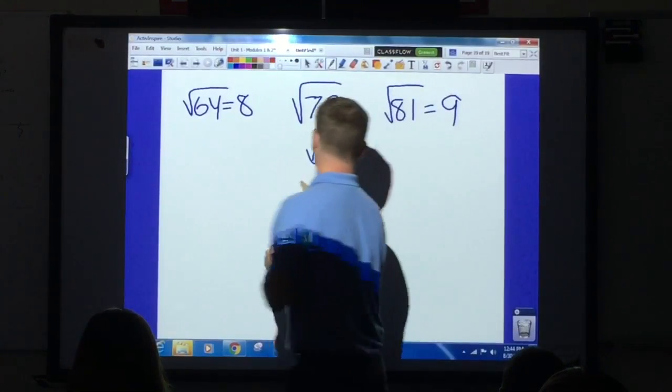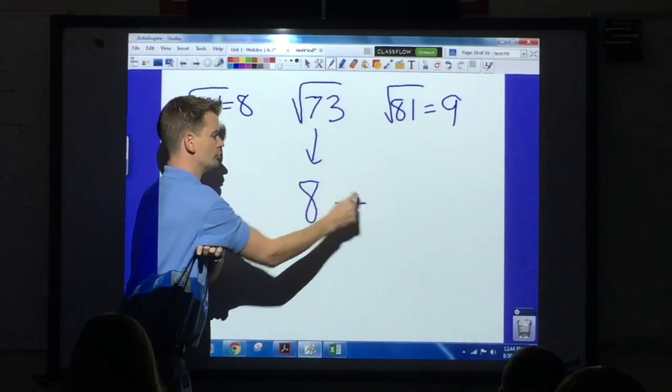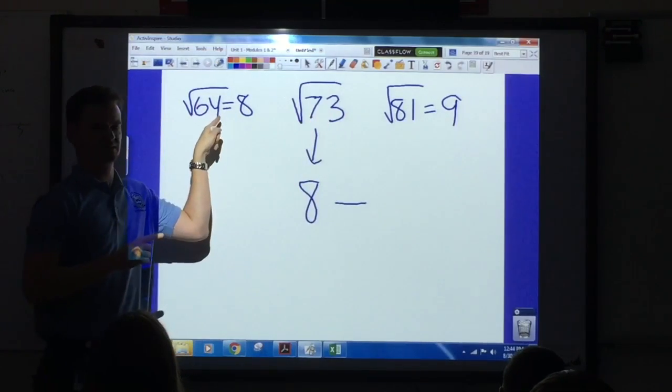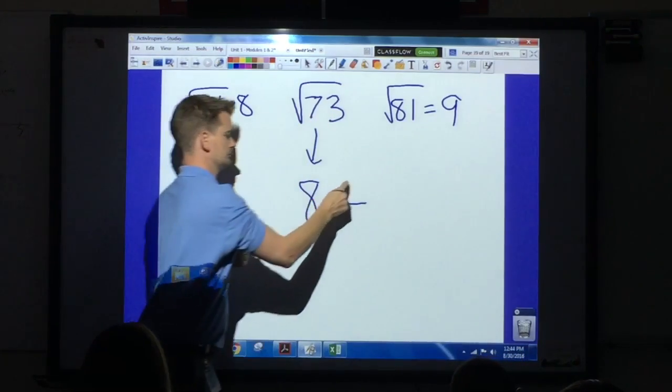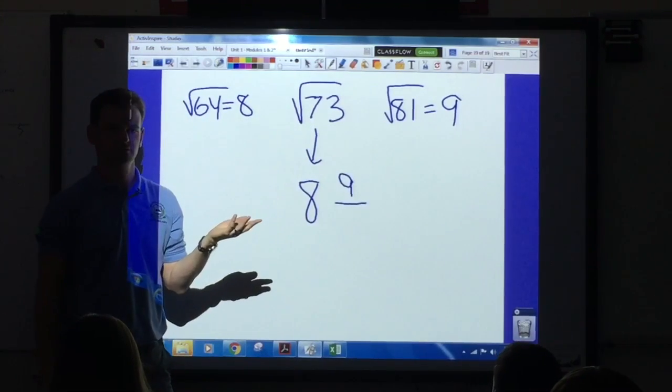The way we find the fraction is we do this. We say, okay, I need a numerator and a denominator. For my numerator, I do 73 minus 64. What is that? 9. For my denominator, I do 81 minus 64. What is that?